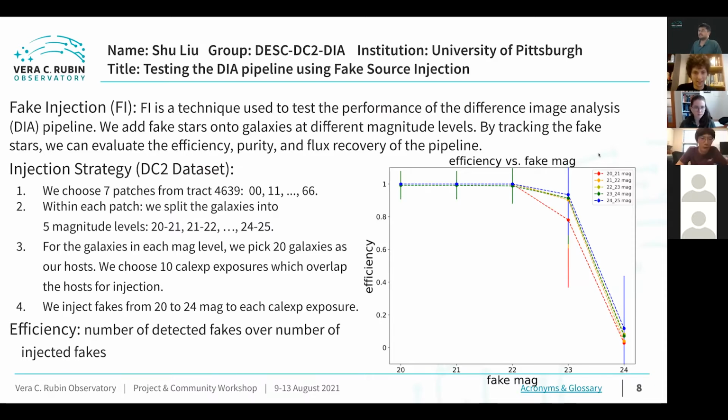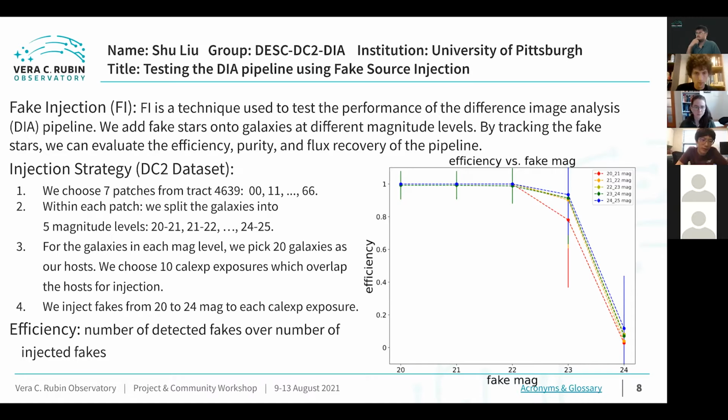Okay. Hello, everyone. My name is Shu, and I'm working in the DESC DC2 DIA group. Today my topic is testing the DIA pipeline using fixed source injection. Fixed source injection is a technique used to test the performance of the difference image analysis pipeline. Basically, we can add fixed stars onto galaxies at different magnitude levels, and by tracking the fixed stars, we can evaluate the efficiency, purity, and flux recovery of the pipeline.